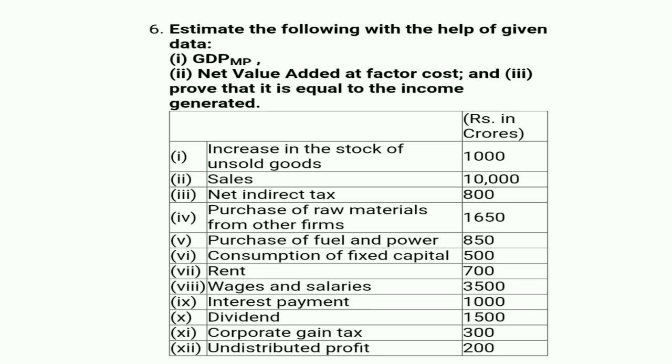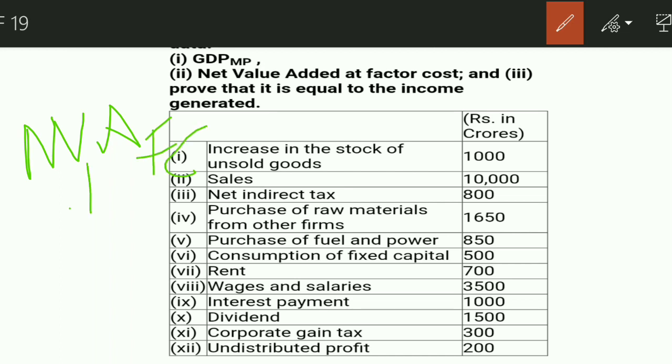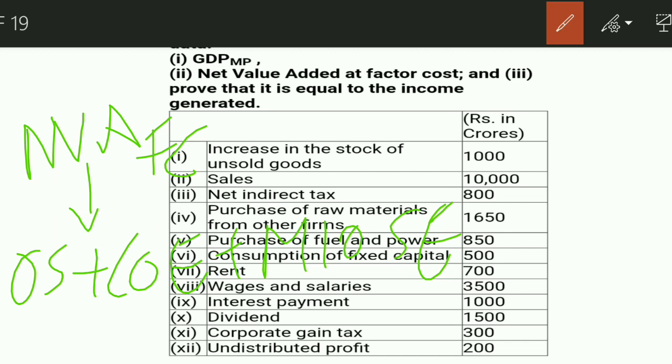Okay, you all know what is net value added at factor cost. In product method we did it. What is net value added at factor cost? See, net value added at factor cost is always operating surplus plus compensation of employees plus mixed income of self-employed. Okay, is that clear? Or it is simply value of output minus intermediate consumption minus depreciation minus net indirect tax.